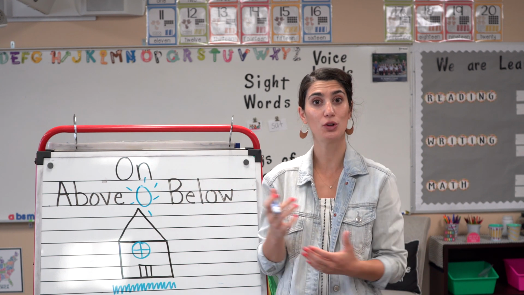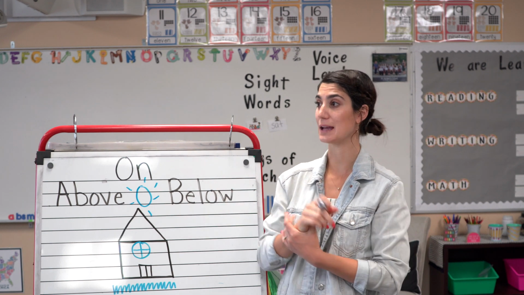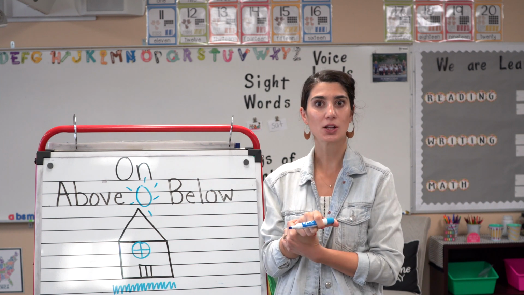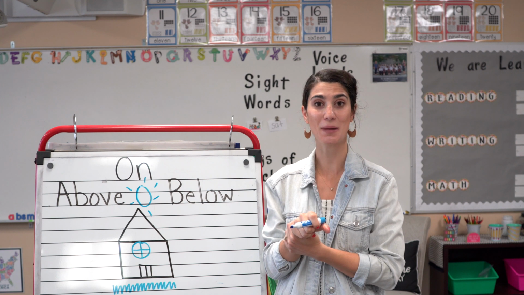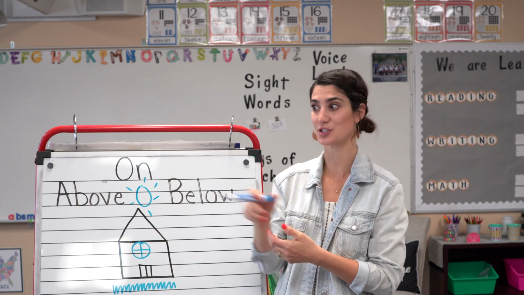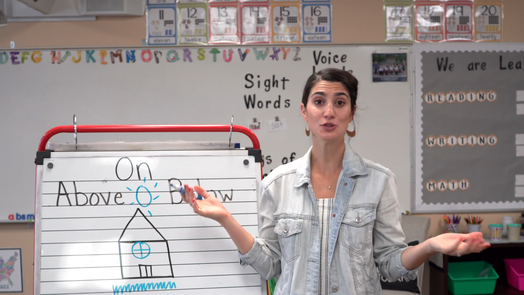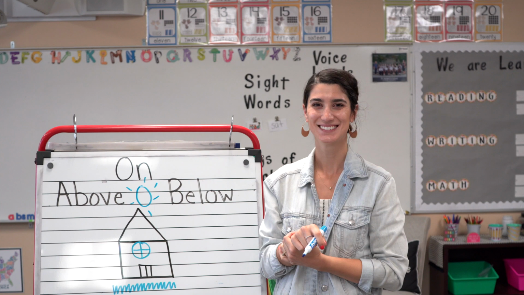And you can also look around your house and be thinking to yourself, where is my pillow? It's on my bed. Where is the clock? It's on the wall. So you can start thinking about that. Maybe when you're walking around your house, start thinking about what things are on, above, and below. You don't have to turn anything in, but you can be thinking about it.